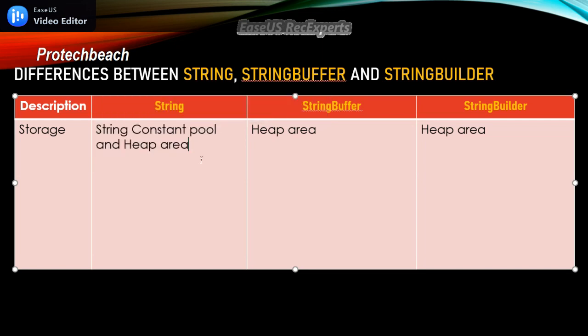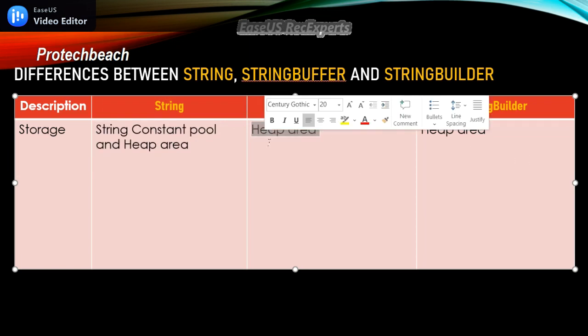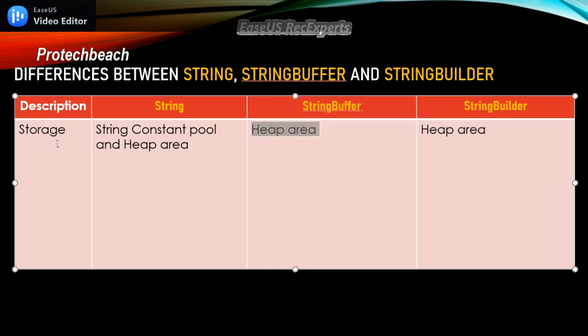There are two possibilities for where an object can be saved in the case of string, but in case of StringBuffer and StringBuilder, it always goes to the heap area, because it doesn't go to the string constant pool. It only goes to the heap area, because in StringBuilder and StringBuffer, we have the option to create the object only by using the new keyword. Okay, these are the differences regarding the storage.